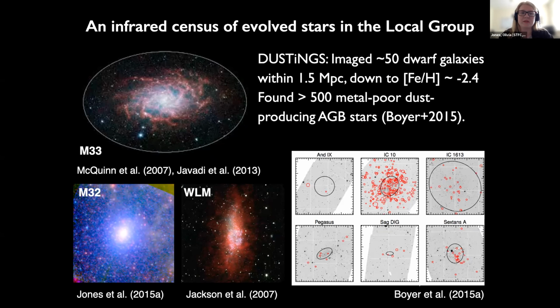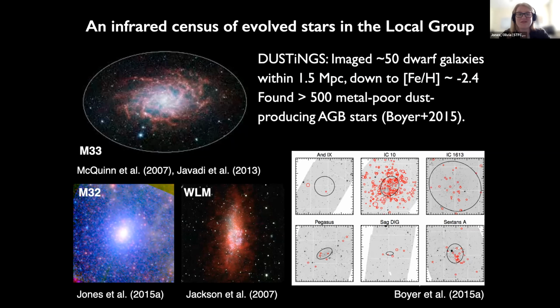But to have a larger sample, it was really warm Spitzer when you started to look at populations and pushing the limits of where you're detecting evolved stars. And so the DUSTiNGS survey, led by Martha Boyer, did a fantastic job at this, looking at 50 dwarf galaxies within 1.5 megaparsecs. And these galaxies span a range of conditions, environmental parameters, and metallicity.